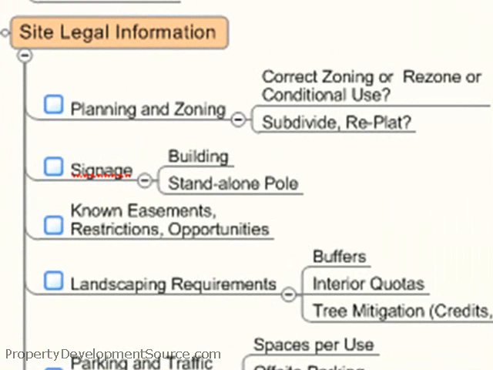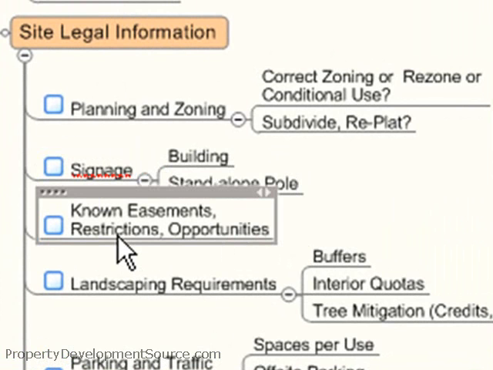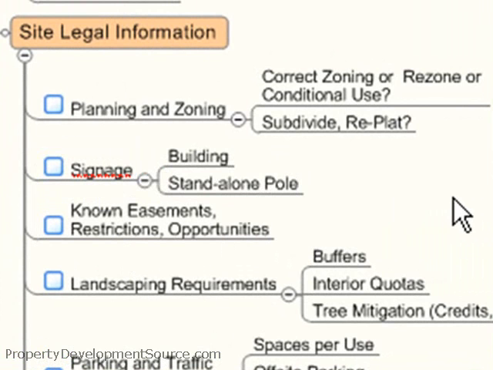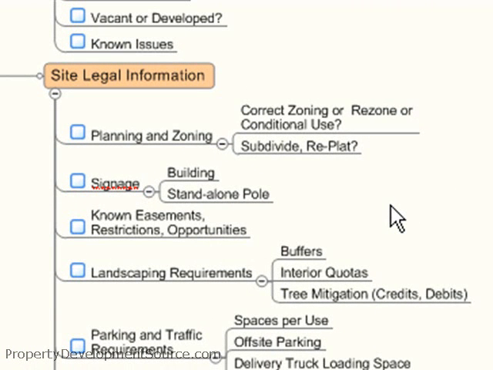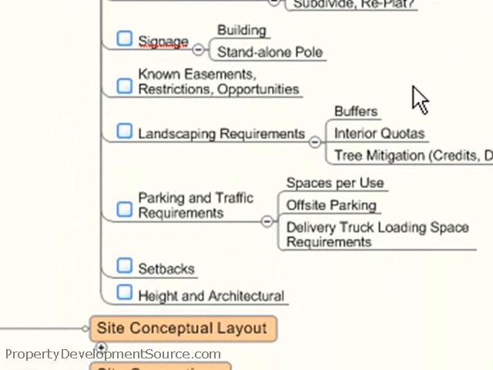If there are any known easements, restrictions, or other potential opportunities you have for development, we try to find these out at this point. Landscaping requirements can really determine how your site looks and what the capacity of it is, so you want to get these up front.